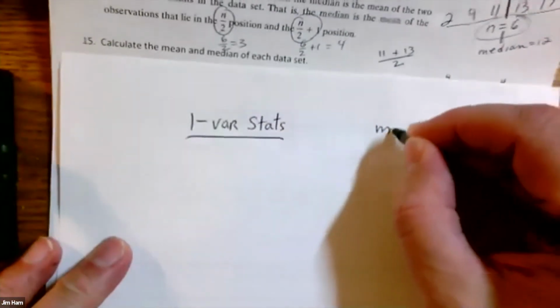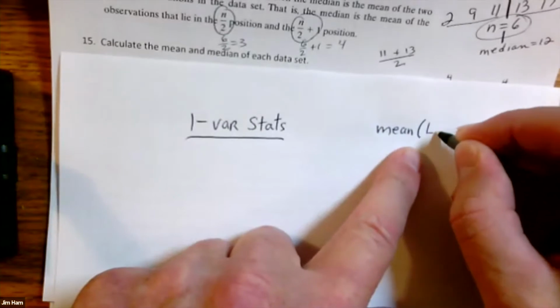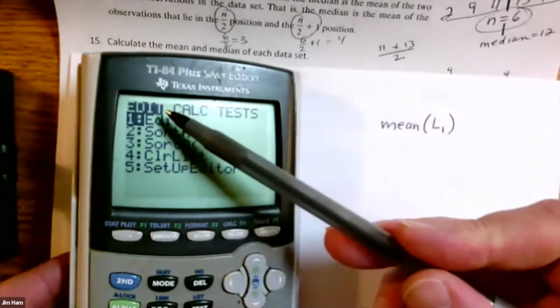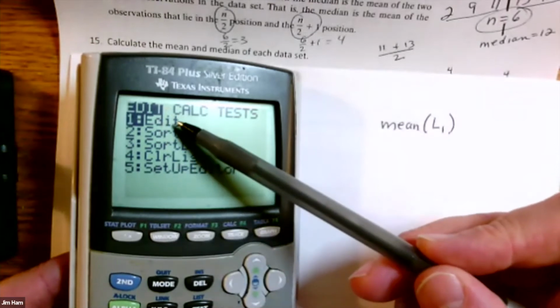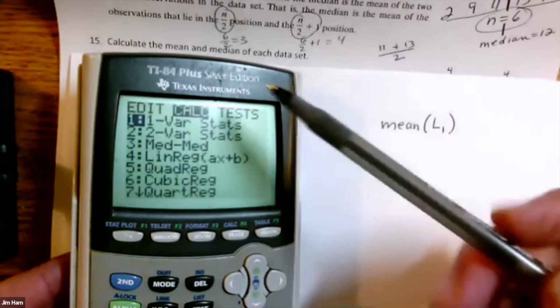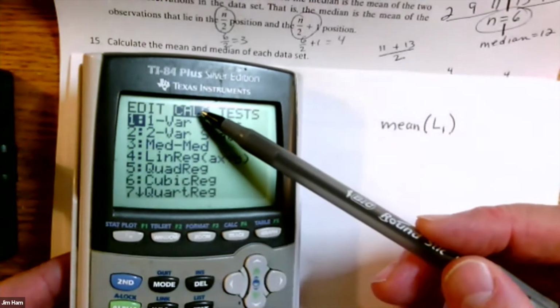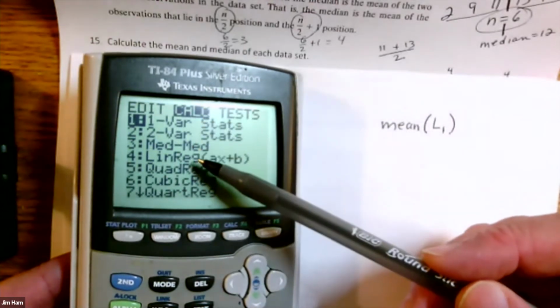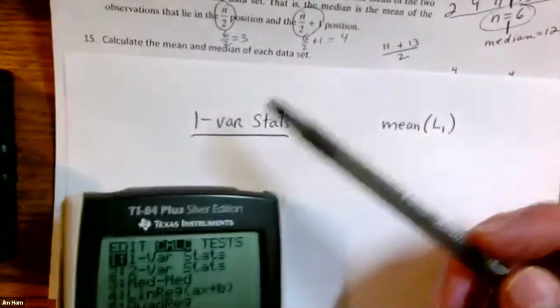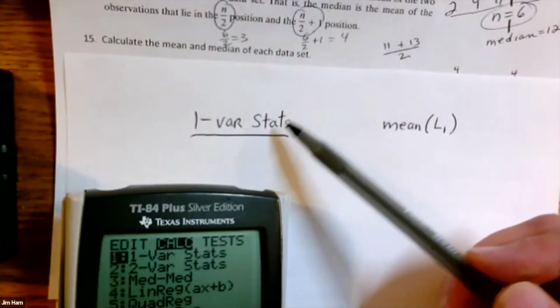The other thing that you can do is to just say, give me the mean of the data in L1. So let me show you how that works. If you hit the stat key, if you hit edit, this is where you enter the data. If you want to calculate things, then you go over to this middle menu. And the middle menu is where we see things like linear regression, some things that we've used before. The one you want is the one variable statistics.